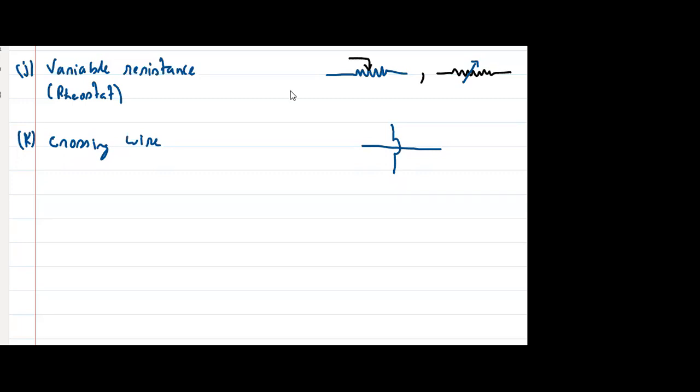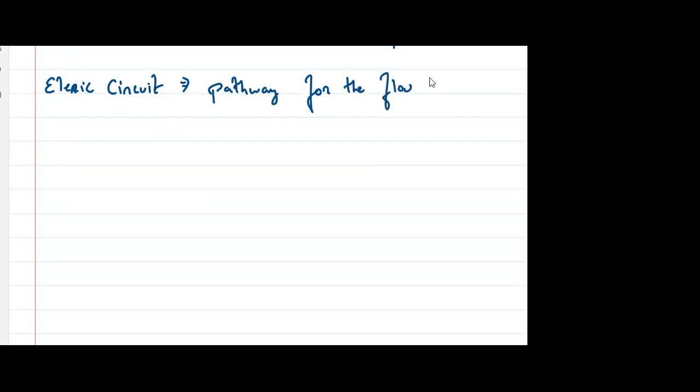This is easy. Now, by using this, we make a circuit, right? So what is an electrical circuit? Tell me. Yes, it is basically a pathway for the flow of current, right? है ना? So an electric circuit is basically a pathway for the flow of current. Simple, right?